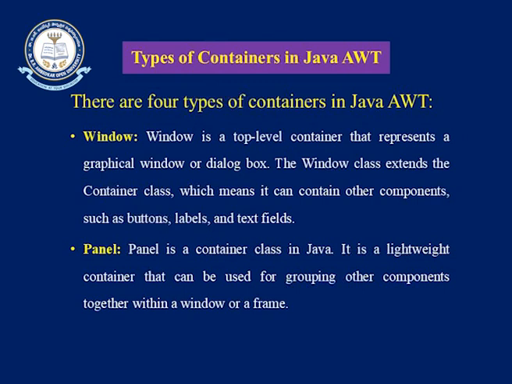Next one is the panel. What is the purpose of the panel? This is also a container class in Java. It is a lightweight container. Compared to window, it is a lightweight container that can be used for grouping other components together within a window or a frame. Suppose you created some labels, text fields, buttons, radio buttons, checkboxes. Using panel you can group them into a single unit in a window or on a frame.